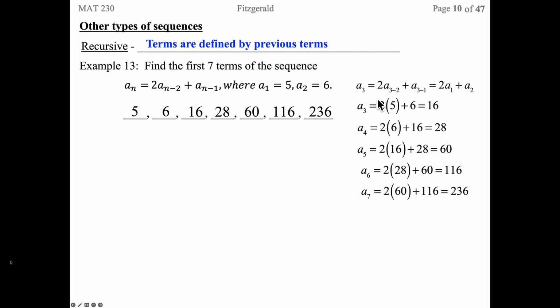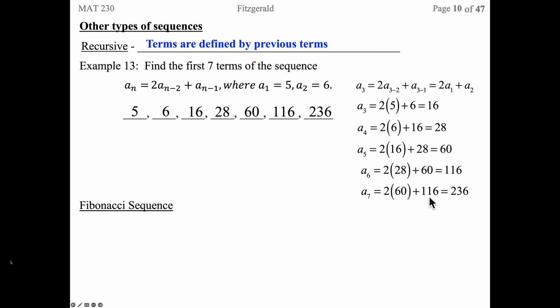Or if you look at how everything's written out, you can see that once you're done and you multiply the 5 by 2, you throw it out, you replace it with the 6, and you move the 16 over. That's 28. Oust out the 6, put in 16, move over the 28. Take out the 16, move in the 28, move over the 60. Out goes 28, in comes the 60, then the 116. So you can also see that pattern that way.